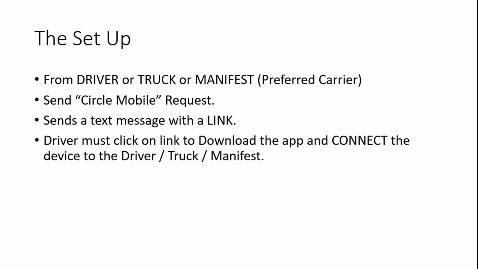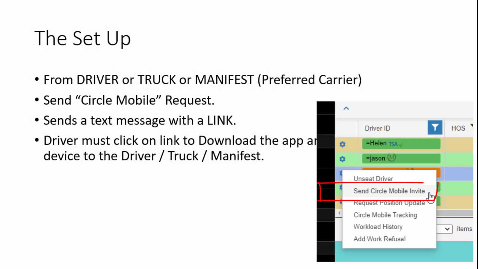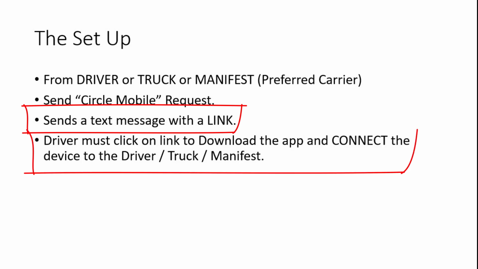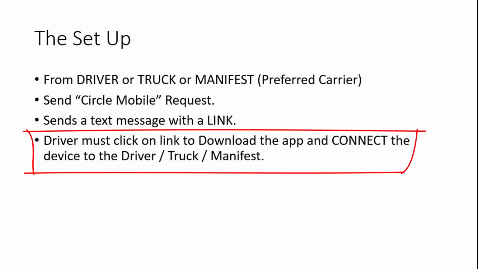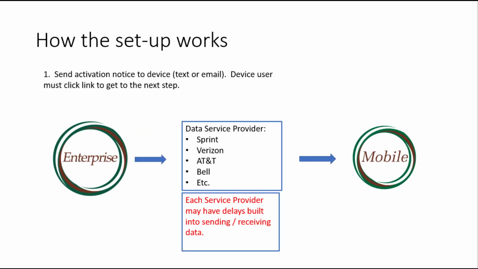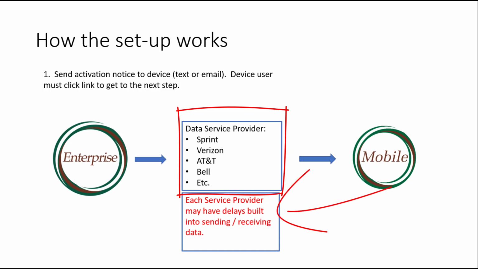Setting up a device for Circle Mobile is very simple and is covered in a separate video. But basically, from the driver or truck or manifest gear, you can send the Circle Mobile request. This sends a text and/or email to the driver with a link. The driver must click on the link to download the app and connect the device to the driver, truck, or manifest. The TMS actually sends the data via the data service provider of the device, which could be Sprint, Verizon, AT&T, etc. Each service provider may have delays built into sending and receiving data, and the TMS has no control whatsoever on how quickly the device gets the information.